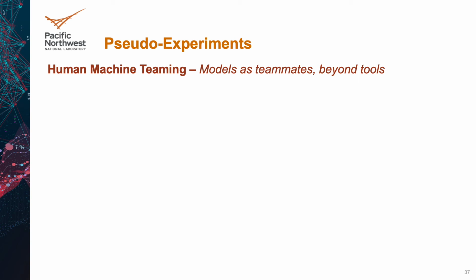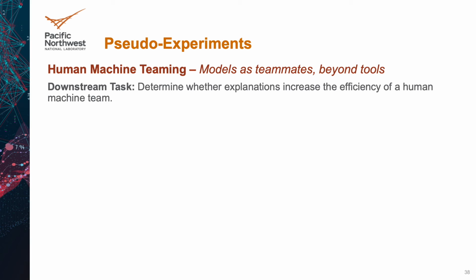Human-machine teaming distinguishes models as teammates beyond simple tools. An example pseudo-experiment for this use case could be focused on the downstream task to determine whether explanations increase the efficiency of a human-machine team in healthcare. In this task, the user works with an automated physician's assistant and makes recommendations for data collection, testing, and diagnoses during a physician-patient interaction. The model presents choices to the physician with accompanying explanations of these choices in the human plus machine plus explanation case, such as visuals of patient data and the risk contribution for certain diagnoses.